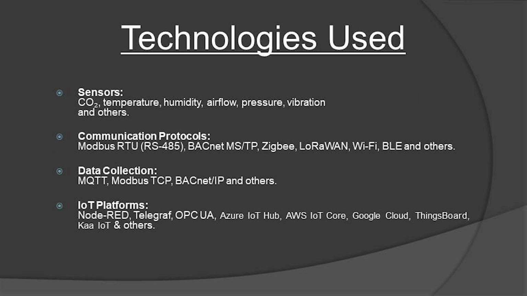Listed are some of the technologies that may be used to produce a digital twin. Multiple sensors like CO2, temperature, humidity, airflow, pressure, vibration and many others. Communication protocols like Modbus RTU, BACnet MSTP, Zigbee, LoRaWAN, Wi-Fi, BLE and many others. Data collection protocols like MQTT, Modbus TCP, BACnet IP and more. IoT platforms like Node-RED, Telegraf, OPC UA, Azure IoT Hub, AWS IoT Core, Google Cloud, ThingsBoard, Kaa IoT and others.